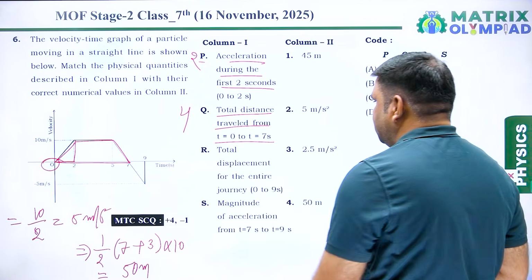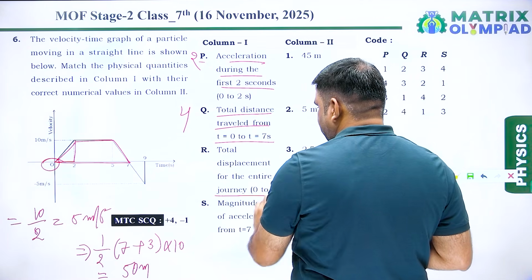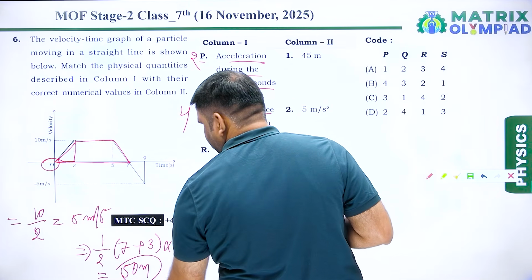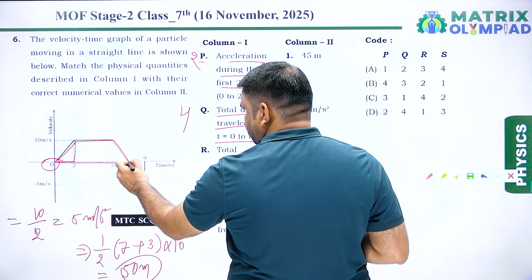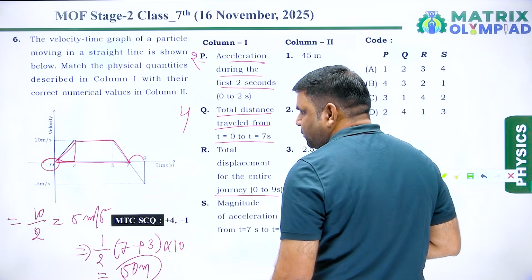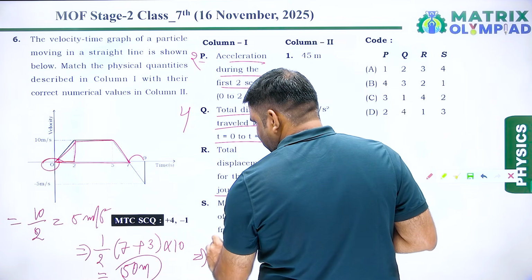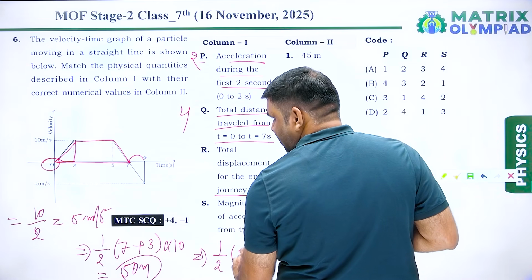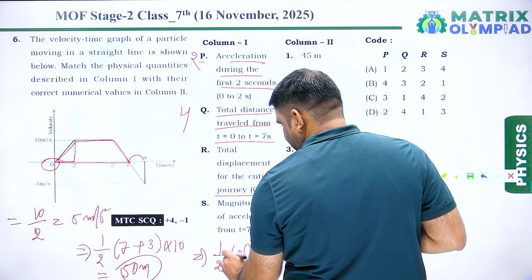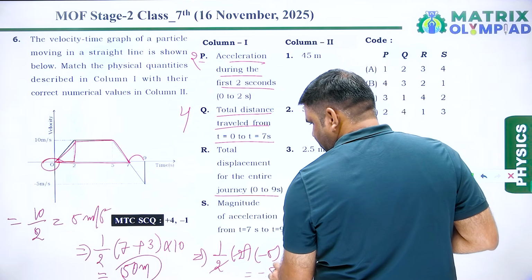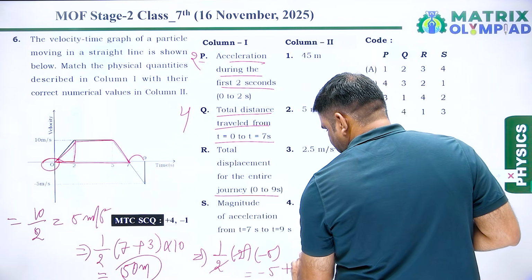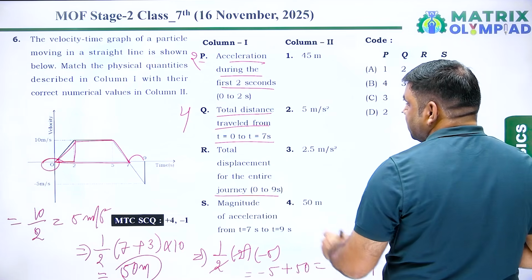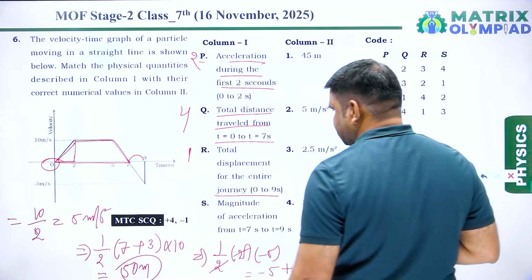Total displacement for the entire journey from 0 to 9 seconds. So this is 50 meter for 0 to 7 seconds. Now we find it from 7 to 9 seconds. This is also a triangle, so 1 by 2, base is 2, height is minus 5. So that is minus 5, and 50 minus 5 gives 45. So total displacement is 45 meter. So R matches with first.